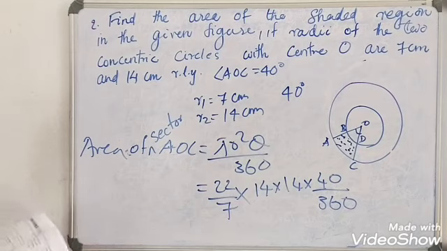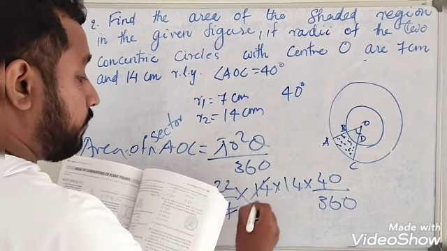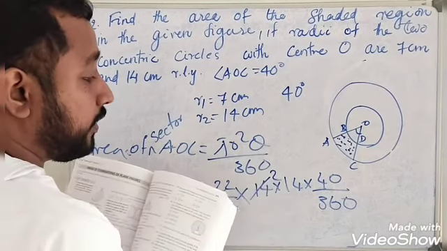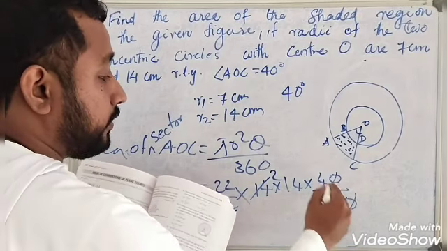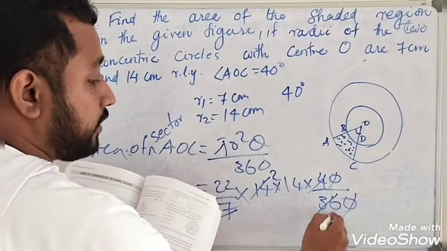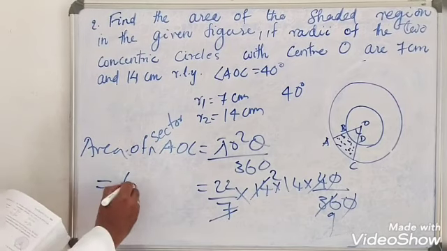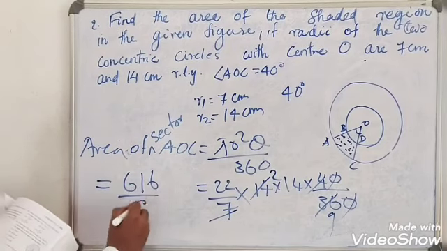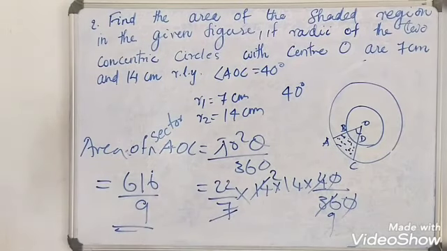Then we can cancel 7 and 14, leaving 2, then 40 and 360, that is 4 and 36, which is 9. When we do the calculations, we will get 616 by 9. That is the total area, 616 by 9.